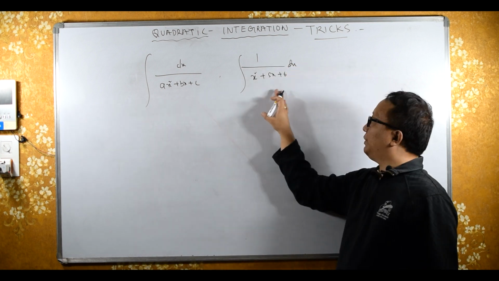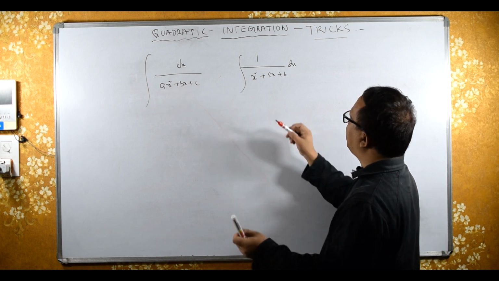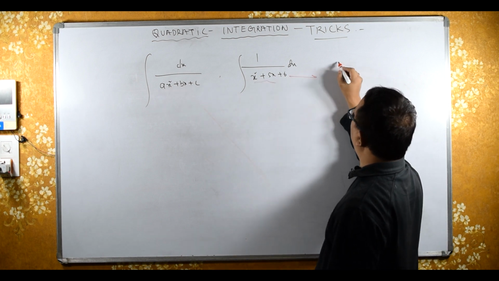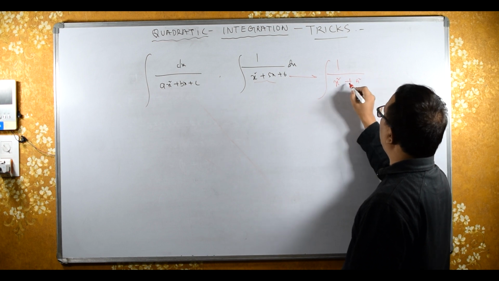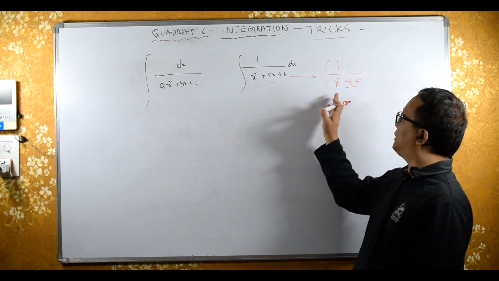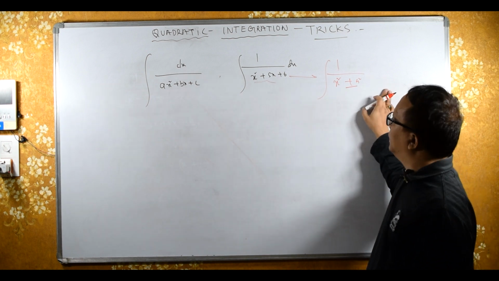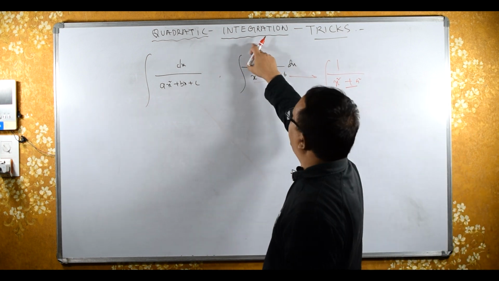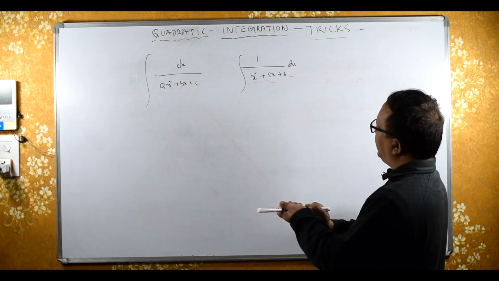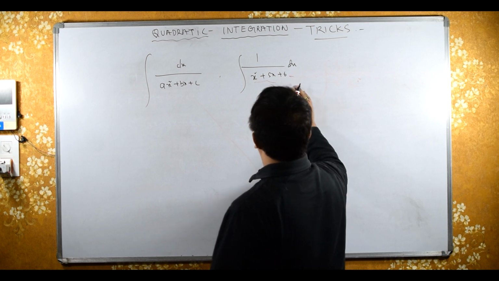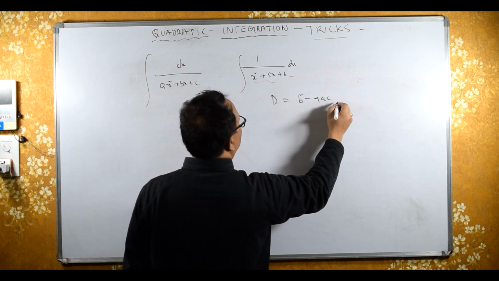Normally what we used to do is make a perfect square and bring it into the form integral 1 upon x square plus a square or x square minus a square, and then accordingly we apply the formula. Now the trick which I am going to use is you have to check the discriminant. Discriminant means D equals b square minus 4ac.